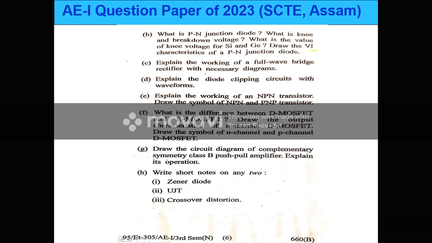6G, draw the circuit diagram of a complementary symmetry class B push-pull amplifier. Explain its operation. 5 marks each, write a short note on any two: Zener diode, unijunction transistor, crossover distortion. So these are the questions of Part A and Part B.